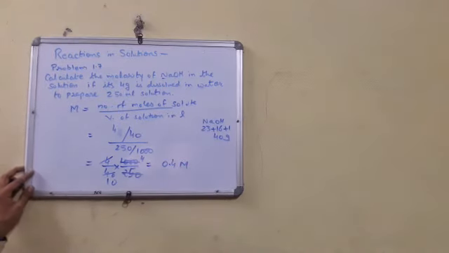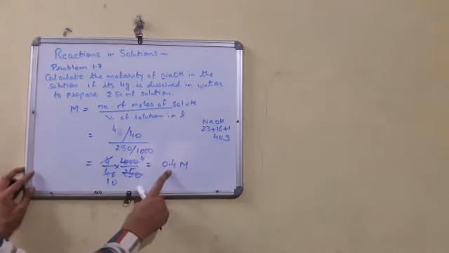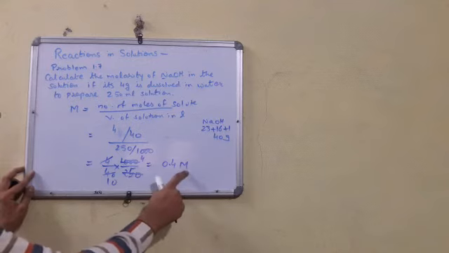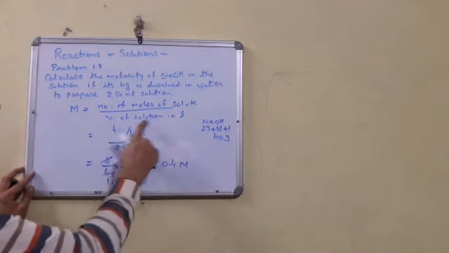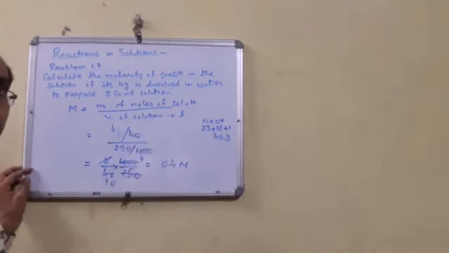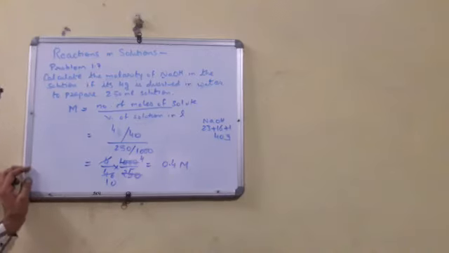What is the meaning of this? That means 0.4 moles of NaOH is dissolved in water such that the solution becomes 1 liter. In that way we can calculate molarity. Understood?